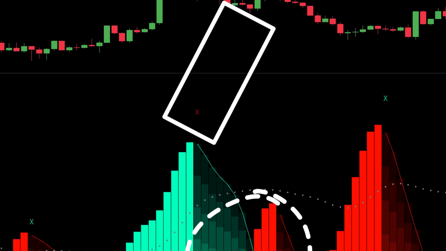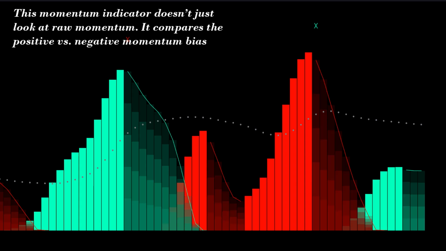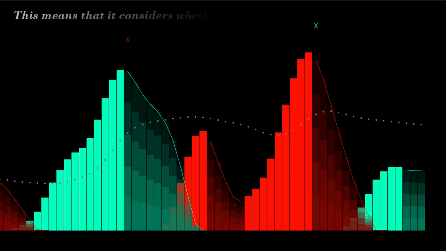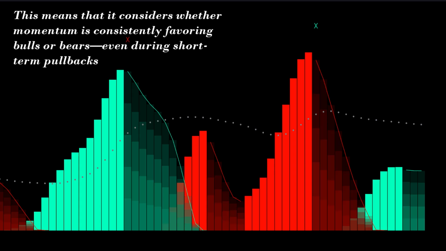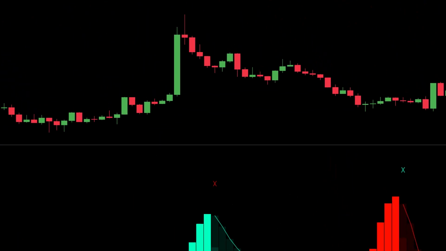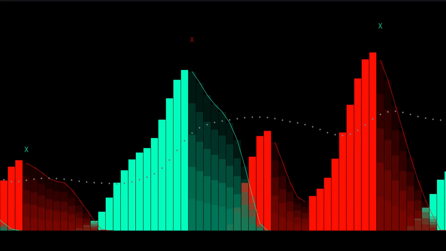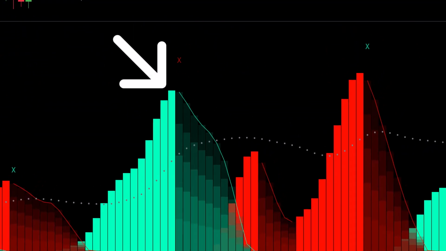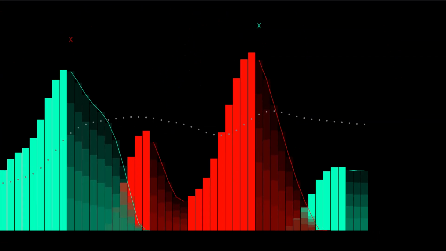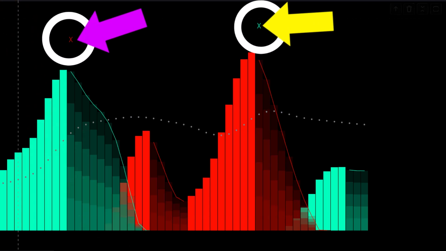Now here's the twist. This momentum indicator doesn't just look at raw momentum. It compares the positive versus negative momentum bias. This means that it considers whether momentum is consistently favoring bulls or bears, even during short-term pullbacks. So in a bullish trend, you'll often see more frequent and stronger green bars, while in a bearish trend, the red bars will dominate.